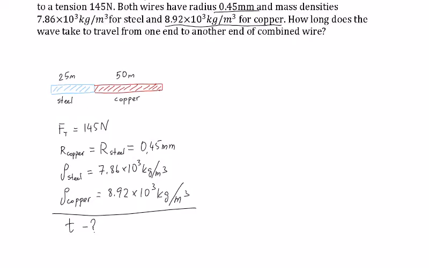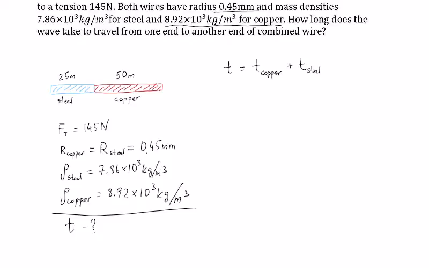Well, to find the time that it travels through this combined wire, first the wave will go through the steel in a different time, and the wave will go through the copper in a different time. So I can say the total time would equal the time for the wave traveling in the copper plus the time in which the wave travels in the steel. Okay, so this is L, steel. Now how do we find the time?